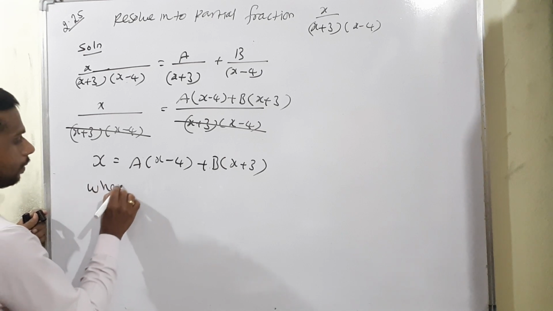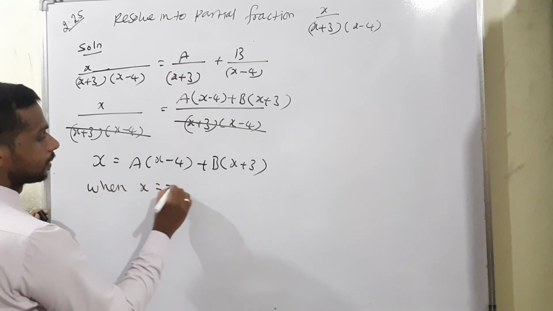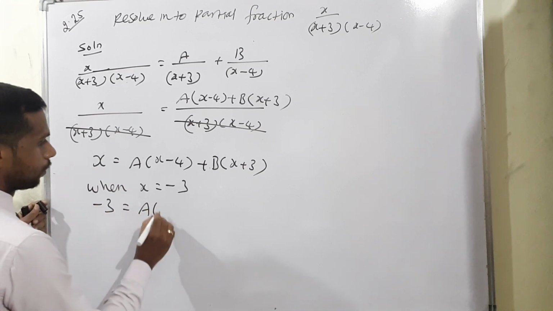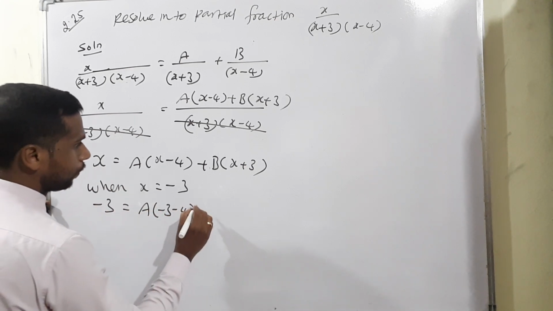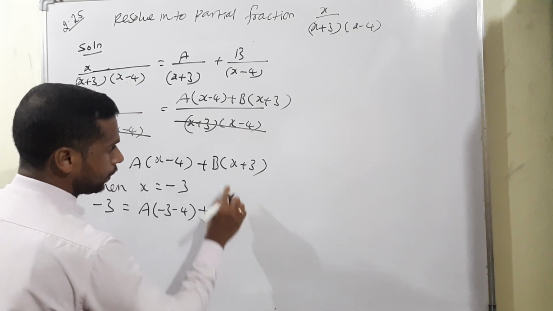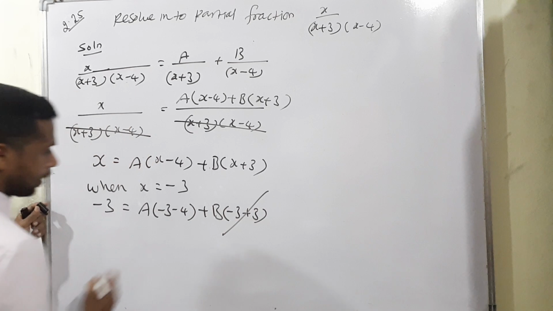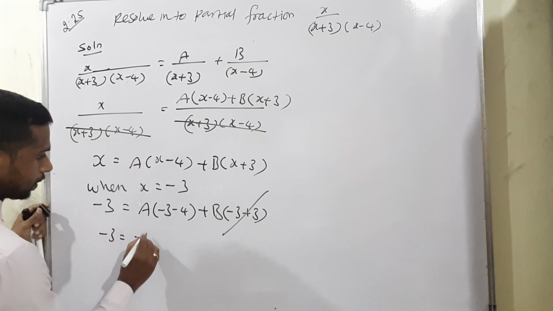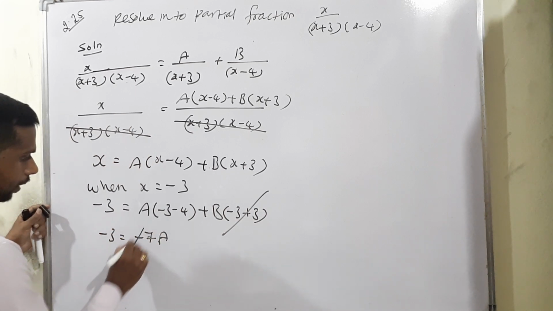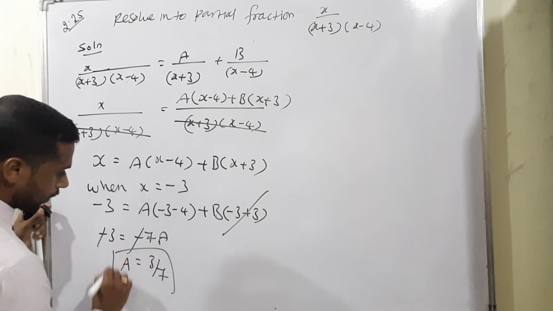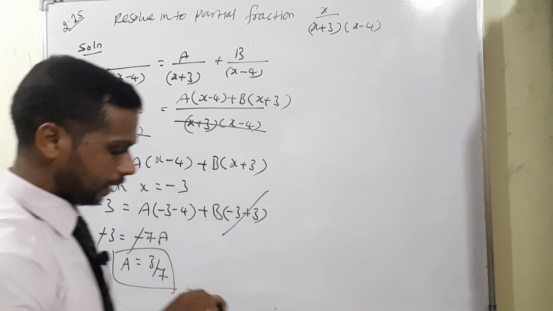Therefore, when x is equal to minus 3, what will happen? So minus 3 is equal to a into minus 3 minus 4 plus b into, instead of x we have to apply minus 3. Minus 3 plus 3 will be cancelled. Therefore, minus 3 is equal to minus 7a. Again minus minus cancel, so a is equal to 3 by 7, the first term. Then the second term.